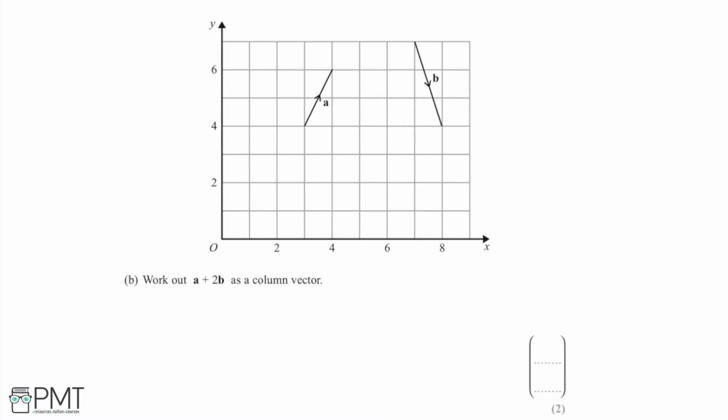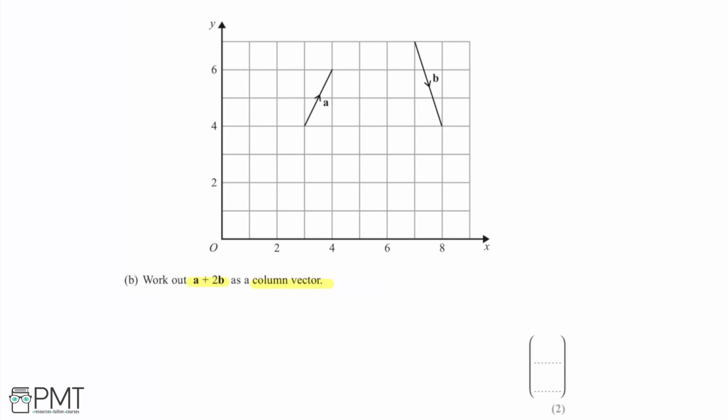So here we're asked to work out a plus 2b as a column vector. When I'm working with adding together these vectors to create a plus 2b as a column vector, I could simply work out what a and b are as column vectors themselves, and then I can just add 1 lot of a and 2 lots of b together in order to get this value of a plus 2b as a column vector.